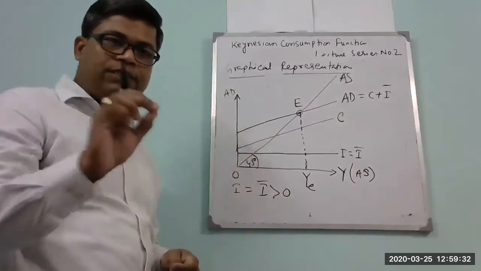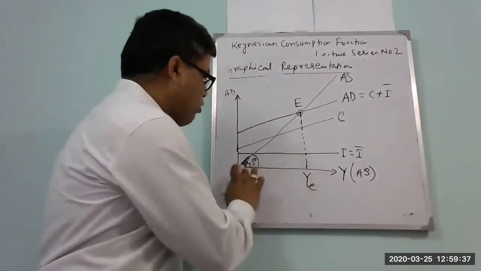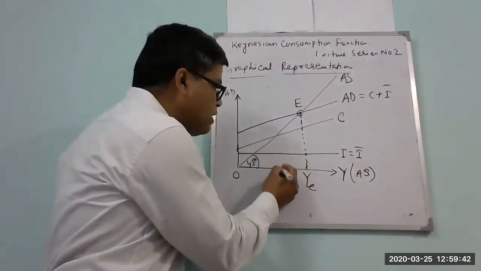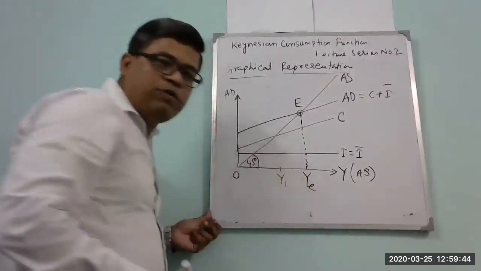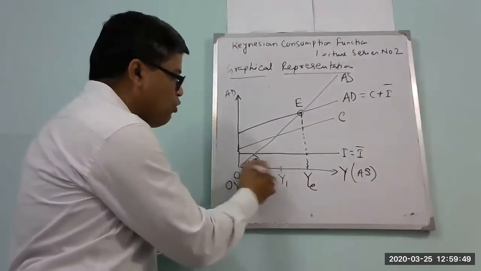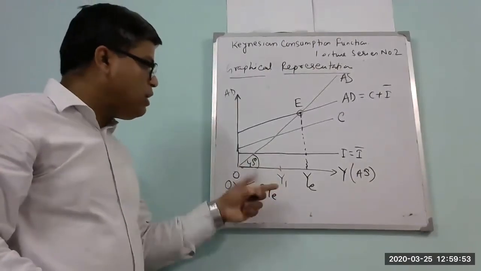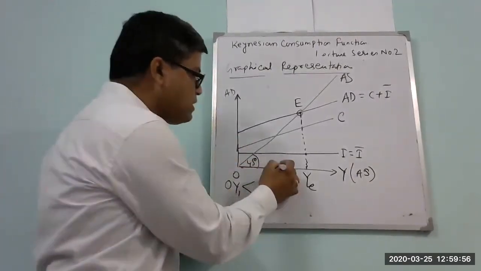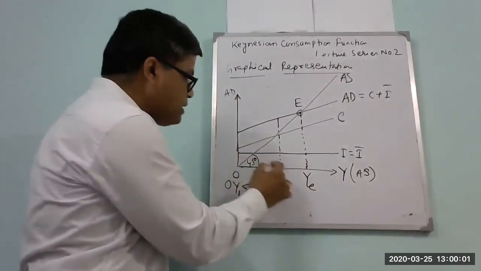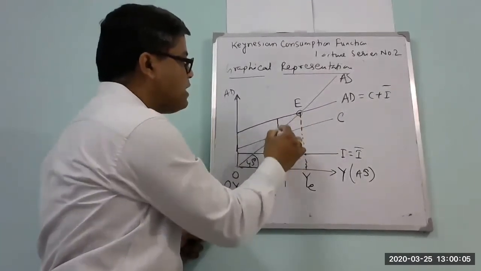For that, a very simple technique: this is our original equilibrium level of national income. First we deviate from its position. Let's say national income is Y1. So you can see OY1 is less than OYE. If this is the situation, then at this level of income, aggregate demand is greater than aggregate supply.